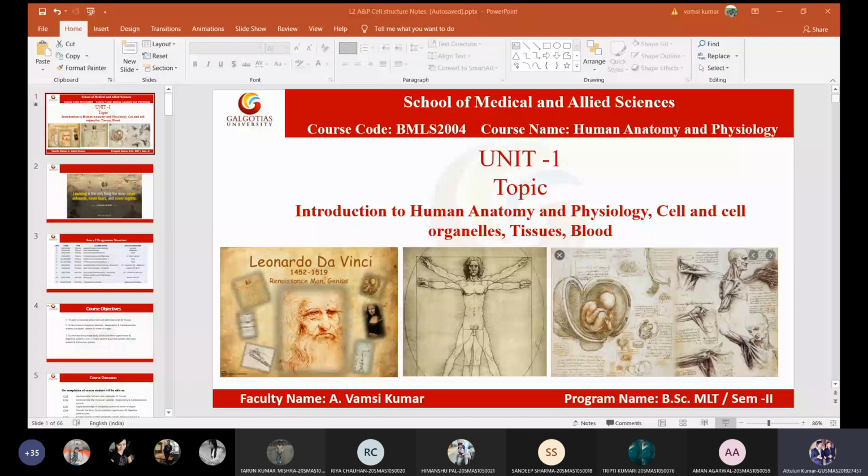Anyway, coming to the second tissue, which is connective tissue. By the name itself you can understand that it is something which is connecting something. We don't know what it is connecting, but its primary purpose is to connect something. That is why it is called connective tissue.